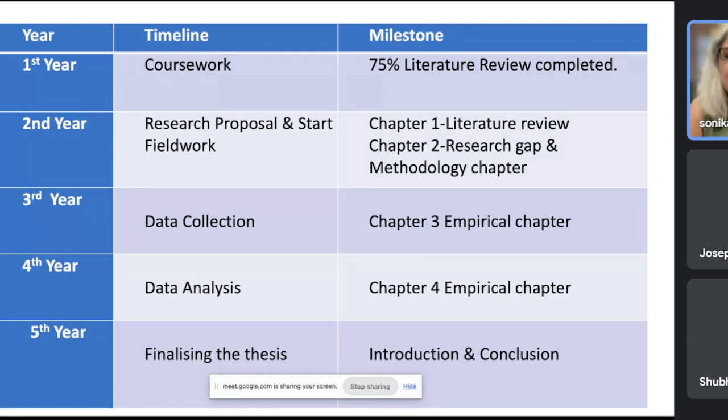Okay? Your research proposal is a very, very important milestone in your journey, because it's your research proposal that tells your doctoral committee that you have identified a research gap.